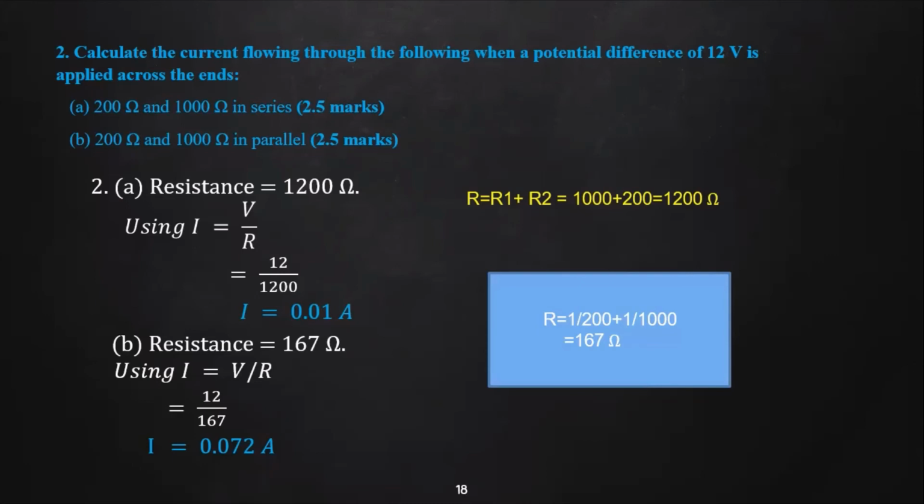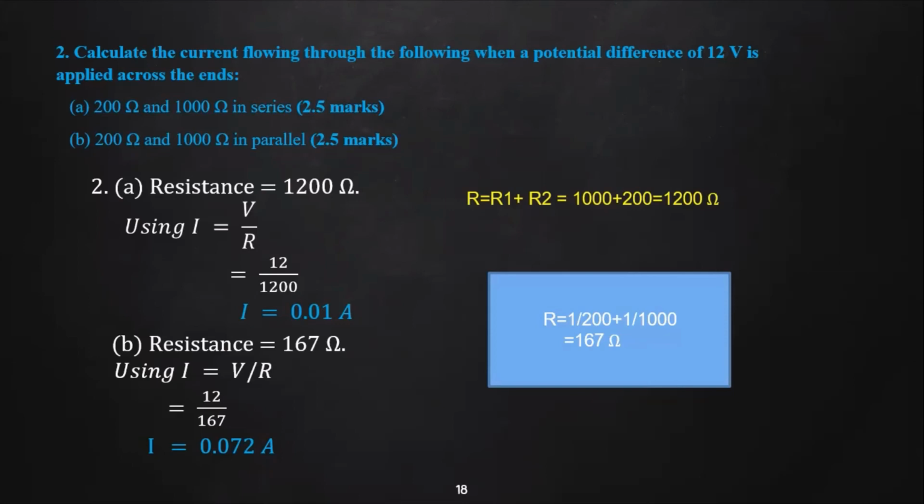And for part B, we need to find the total resistance in a parallel circuit first. How are we going to find it? By simply using the formula 1 over R1 plus 1 over R2. Our R1 is 200 and our R2 is 1000. Taking the reciprocal of that, we get the total resistance as 167 ohms.